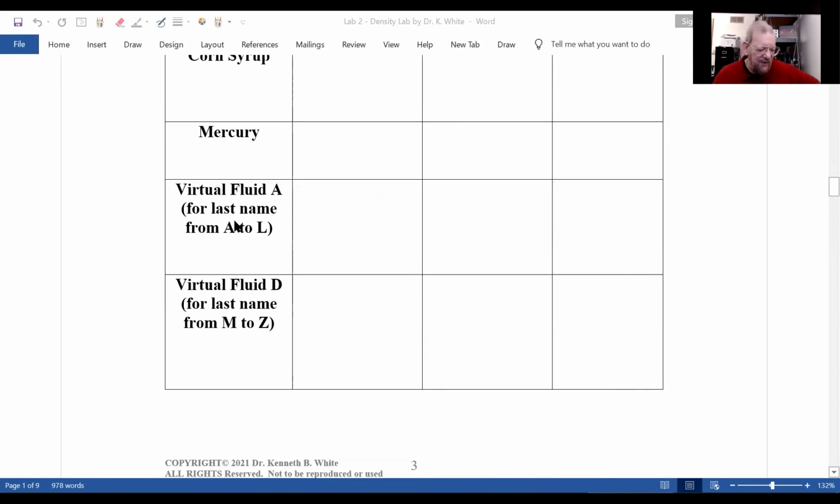Now, when we do this in a lab, we have unknowns for you to do because it makes it interesting. The unknowns in Lab Z, they call virtual fluid A, or virtual fluid D, there are a couple of them. If your last name begins with A through L, you only have to do A. If your last name begins with M through Z, do D. If you want to do both, that's okay, but you only have to do one. All right, let's go to Beyond Lab Z.